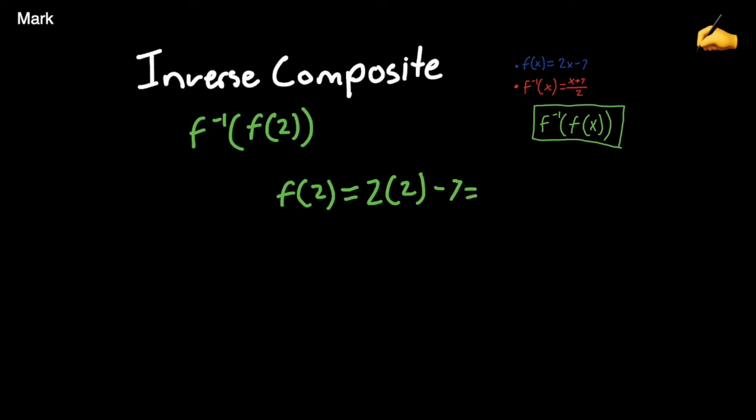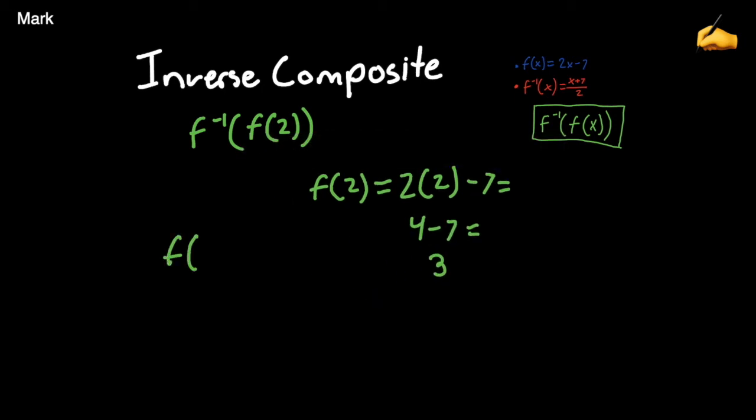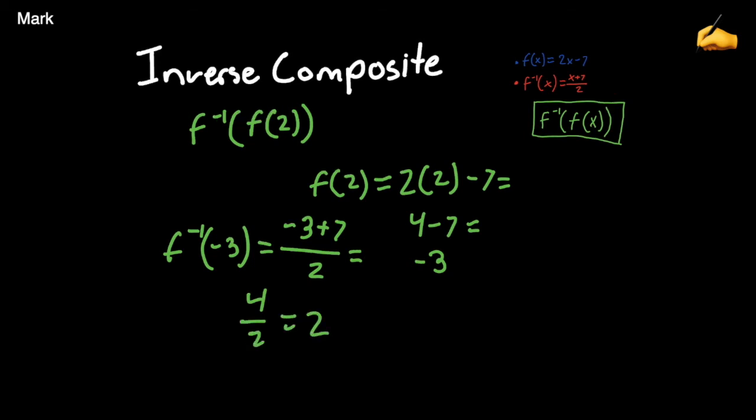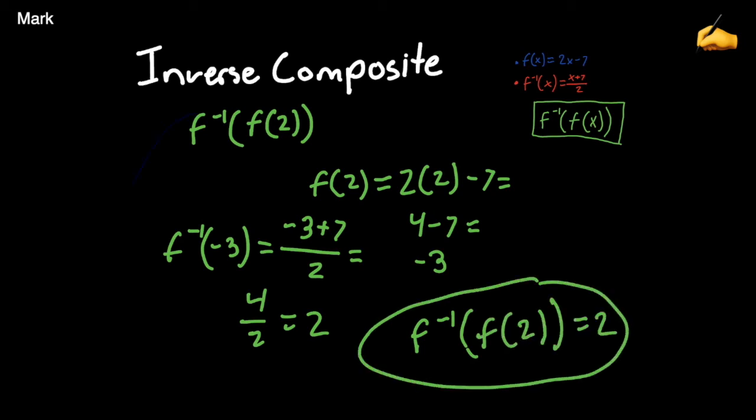We go from the middle out. So f of 2 is the same as saying 2 times 2 minus 7, which is 4 minus 7, which is equal to negative 3. And then we can plug that negative 3 as the input to f⁻¹ of x. So f⁻¹ of negative 3 is the same as saying negative 3 plus 7 over 2, which is equal to 4 over 2, which is equal to 2. That's interesting. f⁻¹ of f of 2 is equal to 2.